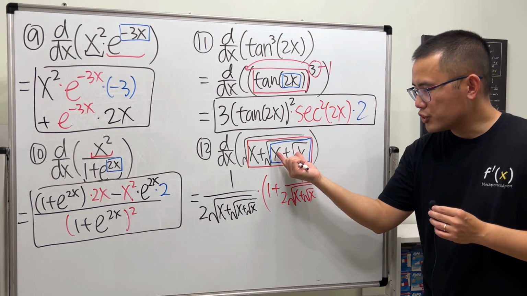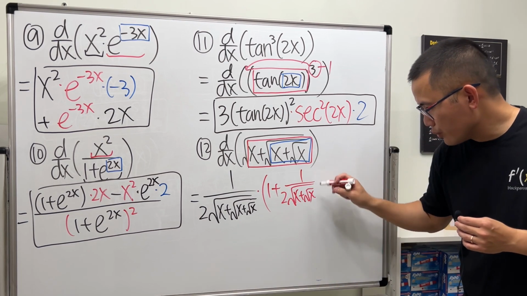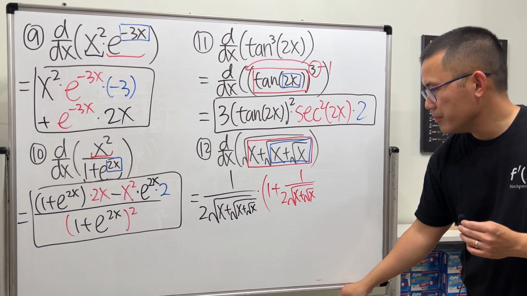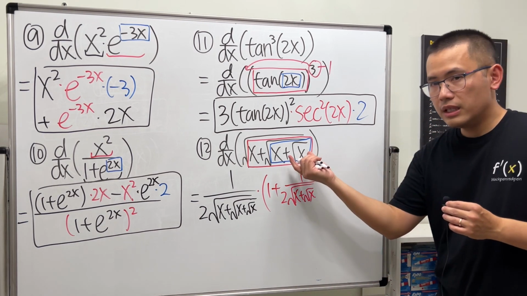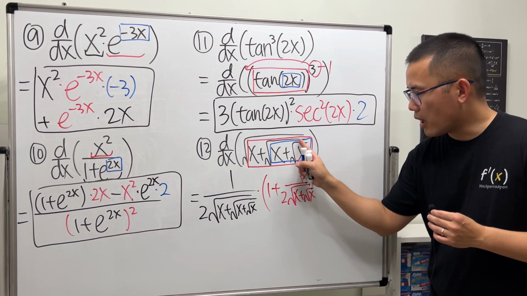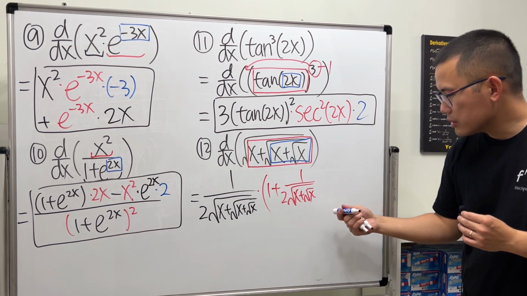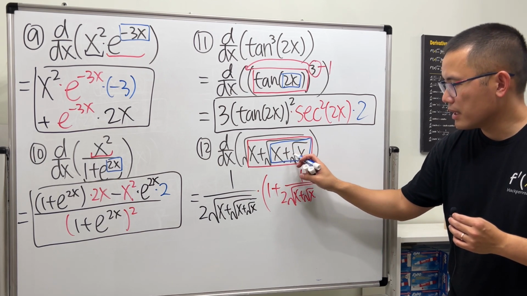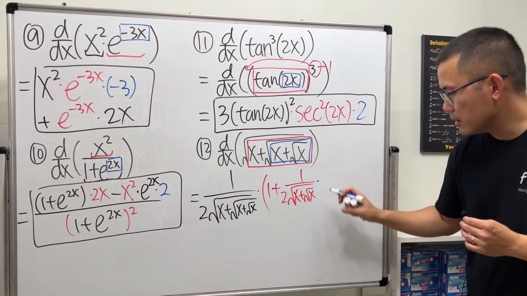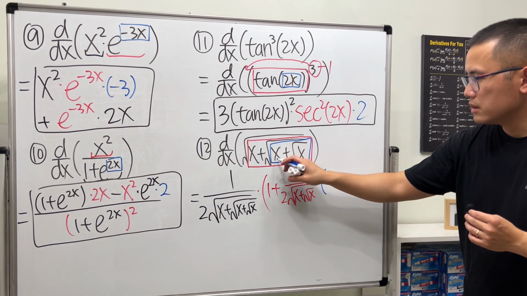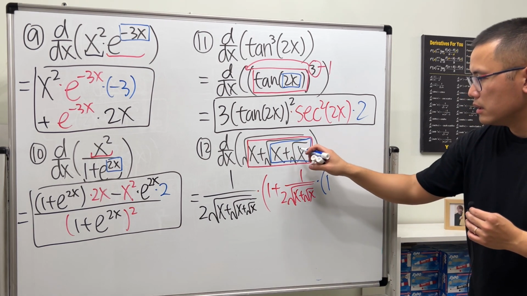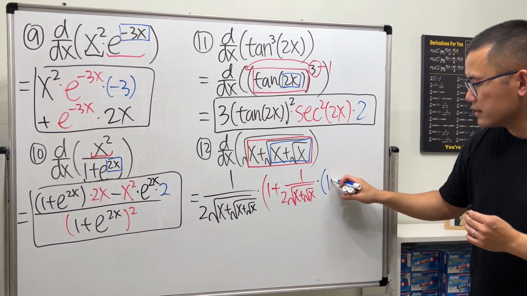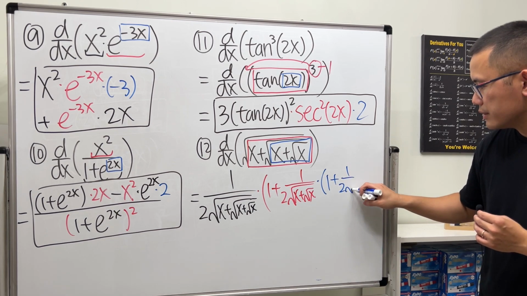But we will have to use the chain rule. Now, do not close the parentheses right here, because the chain rule is for the derivative of this part. So I'm going to just multiply by the derivative of this. And again, it has x plus square root of x. It has two terms. Parentheses. The derivative of x is 1. The derivative of square root of x is 1 over 2 square root of x.